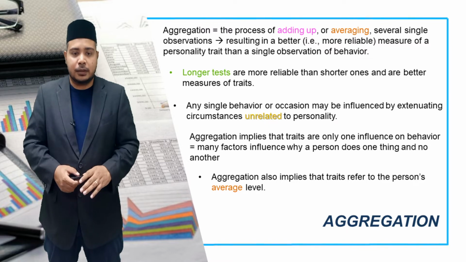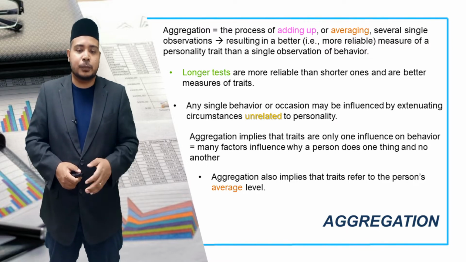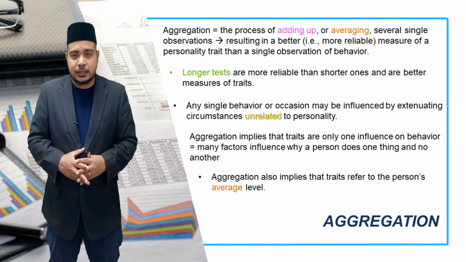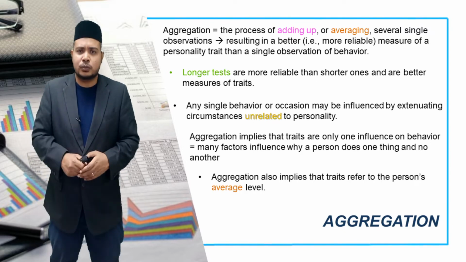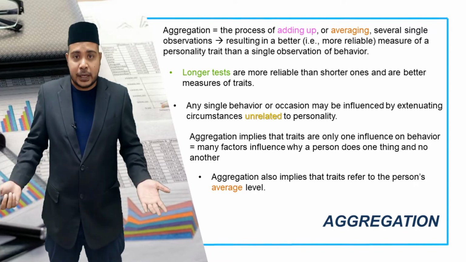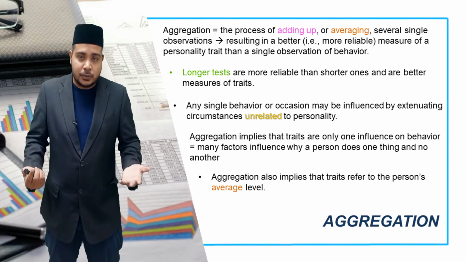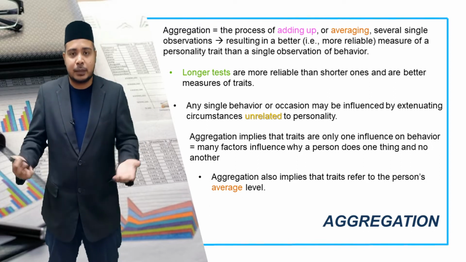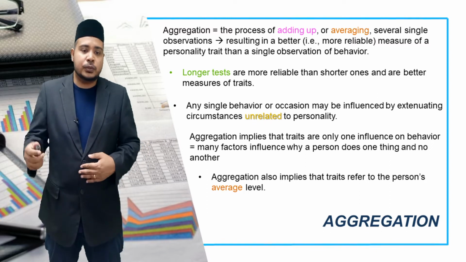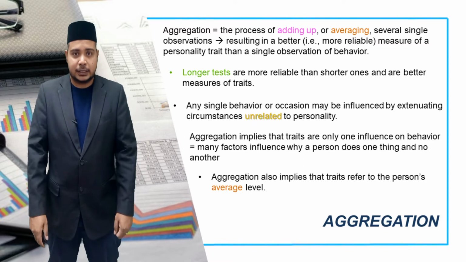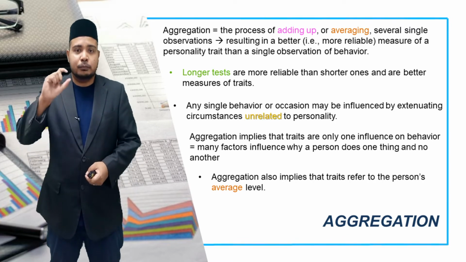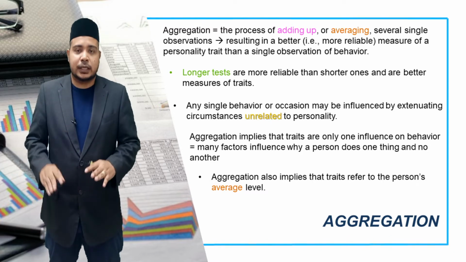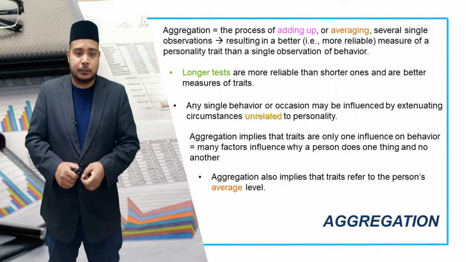Okay, any single behavior or occasion may be influenced by extenuating circumstances unrelated to personality. Say for example, someone who is very talkative, very friendly, likes to talk and share stories. When they come into classrooms, they don't behave in that way. When they are in exam halls, they don't behave in that way. So that situation is unrelated to their personality, because it's not a situation whereby a person will always be. It's a specific situation at a specific time.